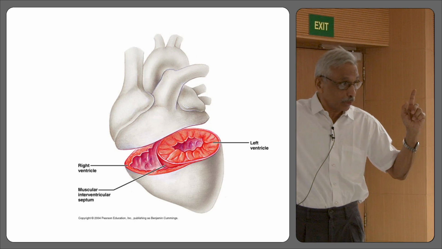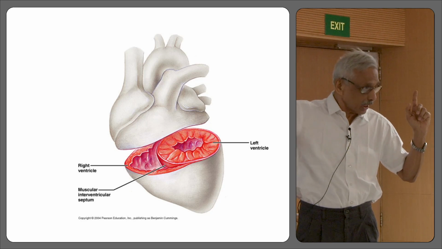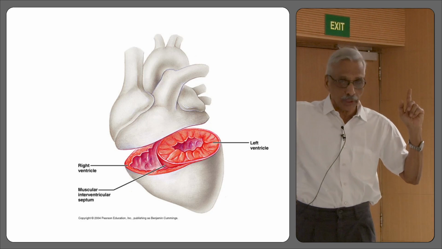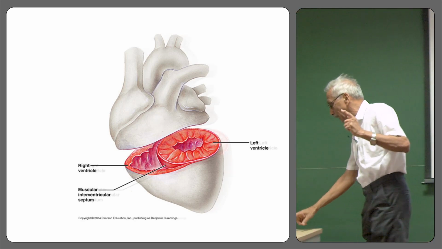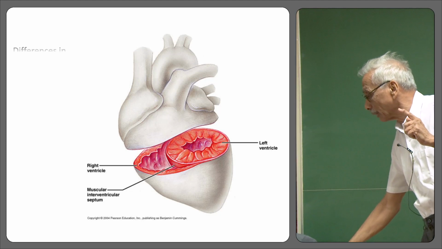Can you appreciate, can you connect it to this structure? The walls are larger, they can contract more forcefully, and they can generate a lot more pressure as compared to that generated by the right ventricle. Okay.